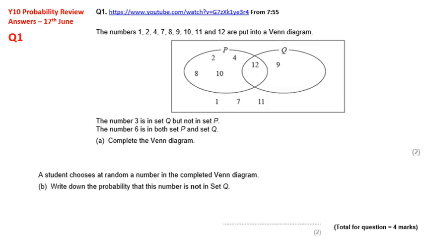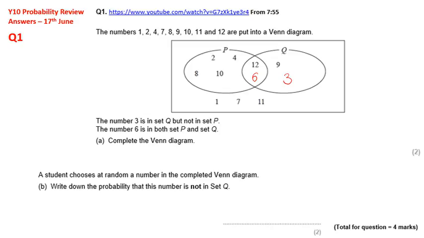The number 3 is in set Q but not in set P, so it would go in this section here. It's outside the circle for P and inside the circle for Q. The number 6 is in both sets, so that goes in the overlap. The only thing to do now is to check that all of these numbers we're given are placed somewhere on the diagram. So I can see 1, 2, 4, 7, 8 is there, 9, 10, 11 and 12.